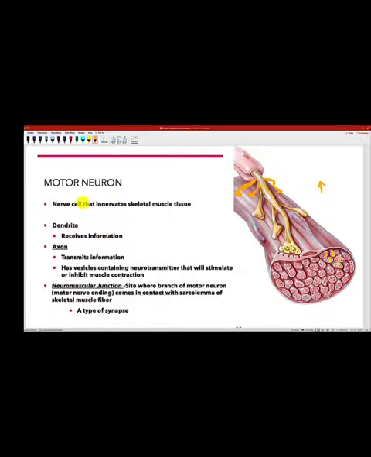So we know that the nerve cell, or in this case, the motor neuron, innervates the skeletal muscle. And we know that it does this through the dendrites and the axons. You guys should be very familiar with that. And within these axon bulbs here, we contain a certain chemical, which you guys should also know. And these chemicals essentially have neurotransmitters inside them.